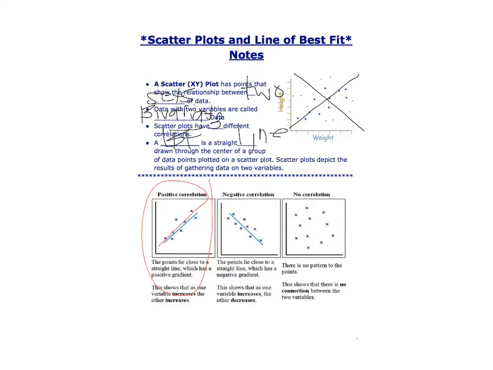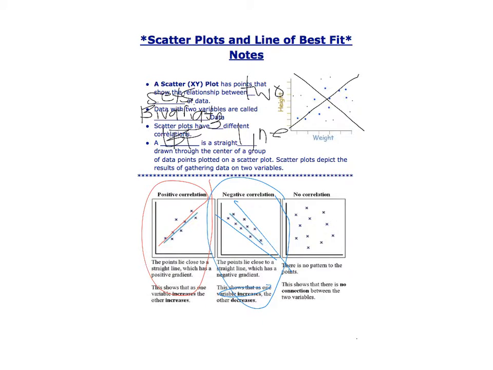Negative correlation, which is this one, is when the points lie close to a straight line which has a negative gradient, going down like this. This shows that as one variable increases, the other decreases. So as one increases, this is going to go down.